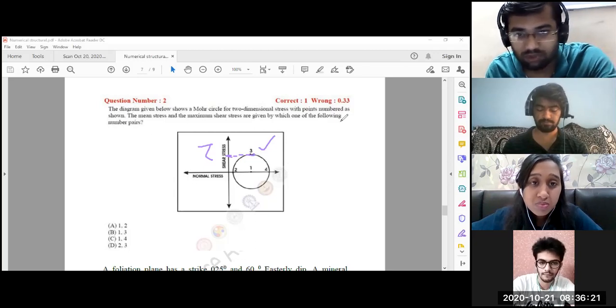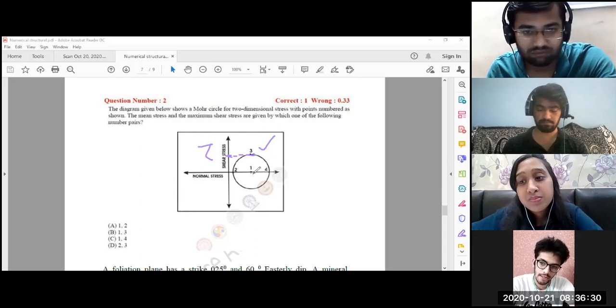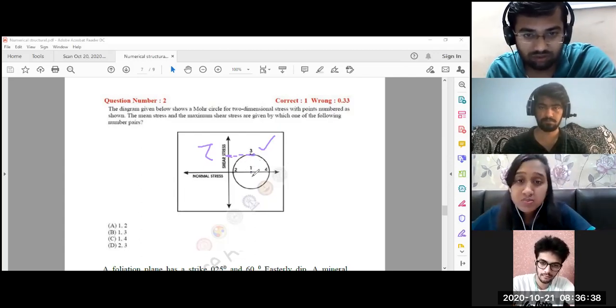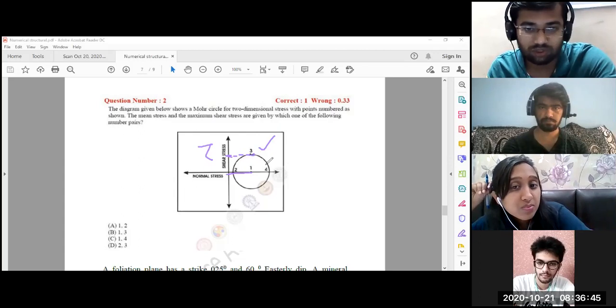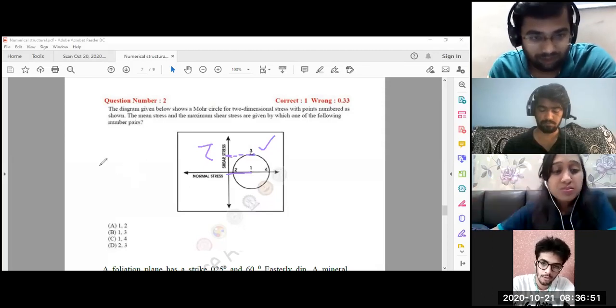Then mean stress. So obviously mean will be taken. Sir, but they asked the mean shear stress, right? Yes, mean shear stress. It will be 3 plus 1, mean of 2, 3 and 4. Sir, but its mean will give normal stress, right?